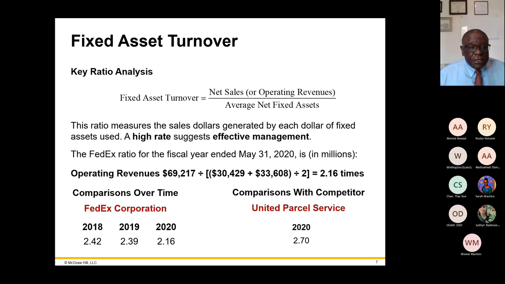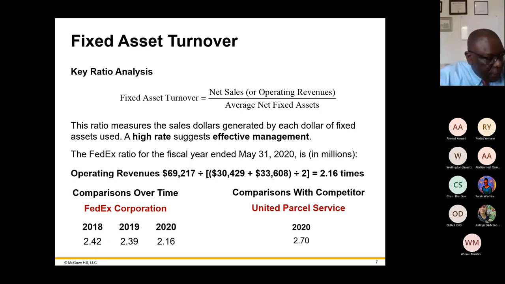So in this case, we have a very powerful predictor of management efficiency. That is what this ratio measures. Fixed asset turnover equals net sales, that is operating revenue, you call it, divided by the average net fixed asset. How do we arrive at the average net fixed asset?